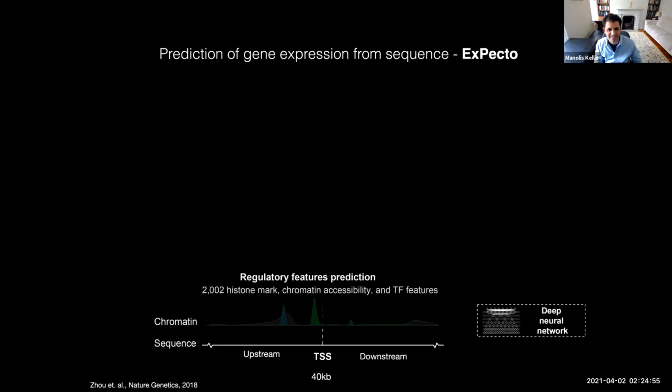Perfect. Okay, so now I'll tell you another example of molecular level effect prediction. After we have been able to predict the effect at the chromatin level, we would like to predict the effect of a variant at gene expression level. There are many challenges on this. I will not say that this problem is solved. It's far from being solved, but this is our first attempt to address this problem.